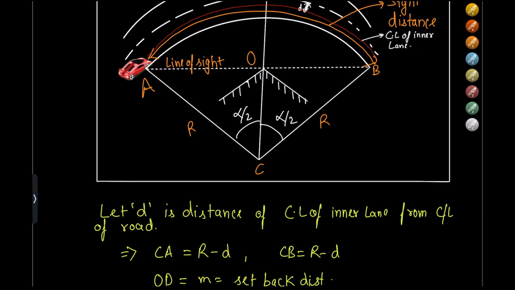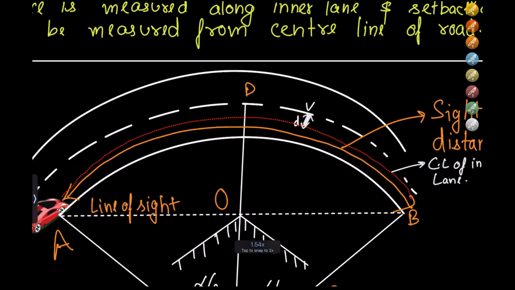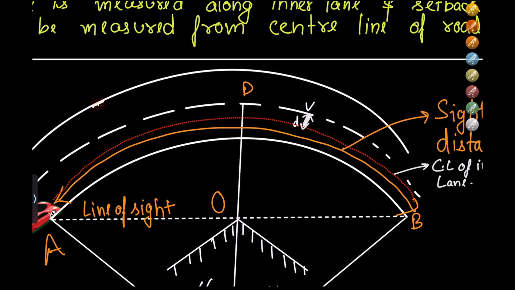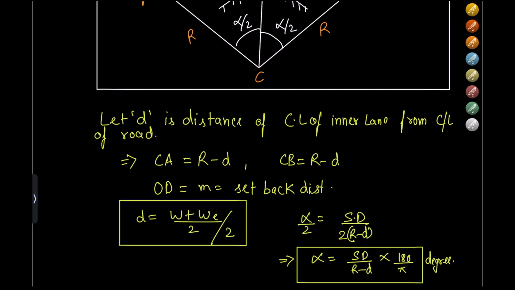Let D be the distance of the center line of the inner lane from the center line of the road. If we look at this road, this is the total width of the road, this is the center line of the road, and this is the center line of the inner lane. D is the distance of the center line of the inner lane from the center line of the road. That is what we have written.